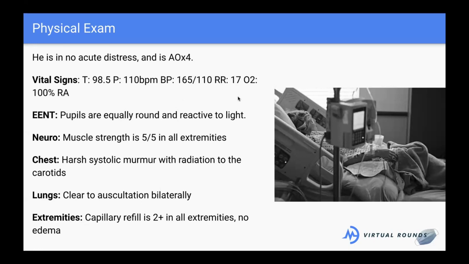Respiratory rate normally is around 16. So he's breathing about fine and he's satting 100% oxygen on RA means room air, meaning he doesn't have supplemental oxygen in his nose or through a mask.